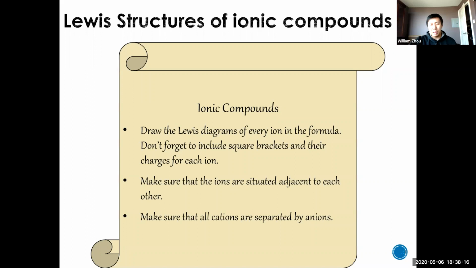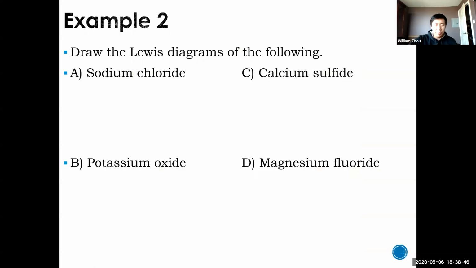So to draw ionic compounds, all you have to do is draw the ions for all the ions that you have. And then all you have to do is put them together. So situate them adjacent to each other. And the last thing you want to make sure is all the positive ions are separated by the negative ions. So you cannot have 2 positives and 2 negatives sitting next to each other. And those are basically the only rules for ionic compounds. So I'm going to show you the first 2, A and B, and I'll have you do C and D.